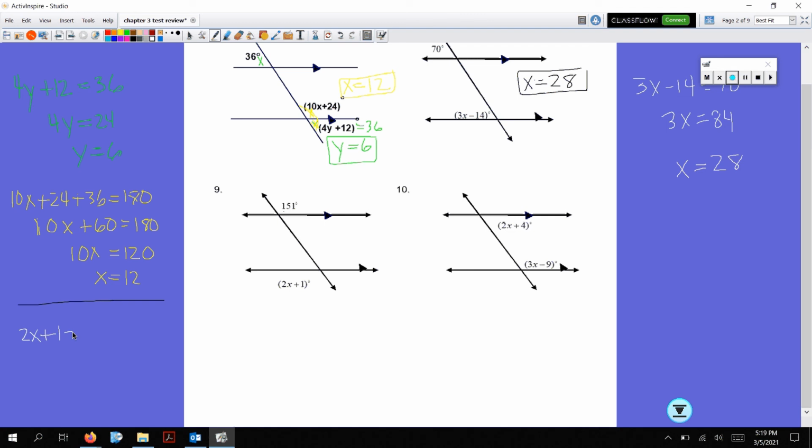2x plus 1 equals 151. Subtract 1 from both sides, and 2x equals 150. Divide by 2, and I get x equals 75. I'm just going to write my answer in here. X equals 75.